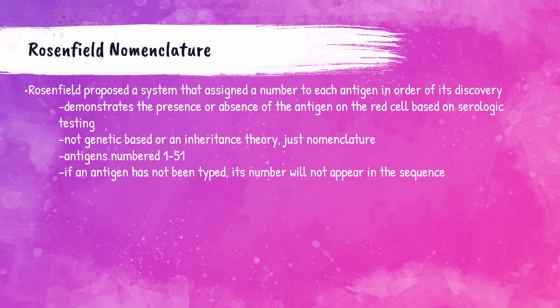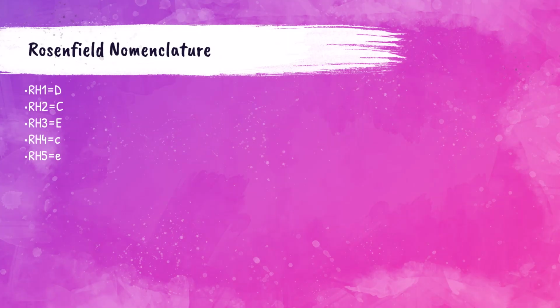In the 1960s, Rosenfield and his associates proposed a system that assigned a specific number to each antigen. They were assigned in order of their discovery or relationship to the Rh system. This system has no genetic basis to it. So this is Rosenfield nomenclature. Rh1 represents big D, Rh2 is big C, Rh3 is big E, Rh4 is little c, and Rh5 is little e. And yes, you do have to have these memorized.